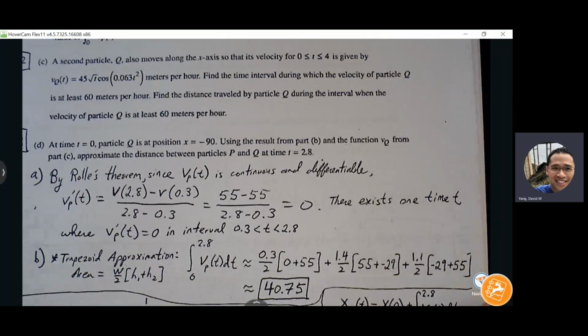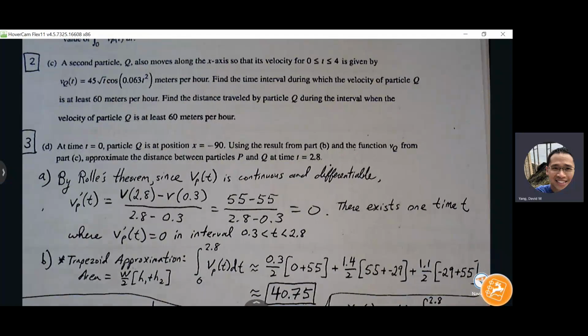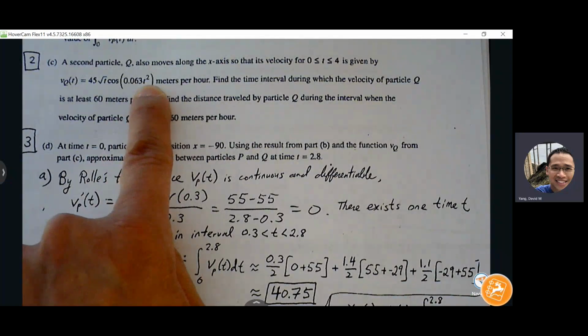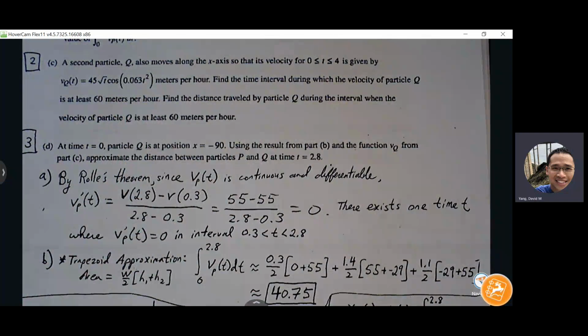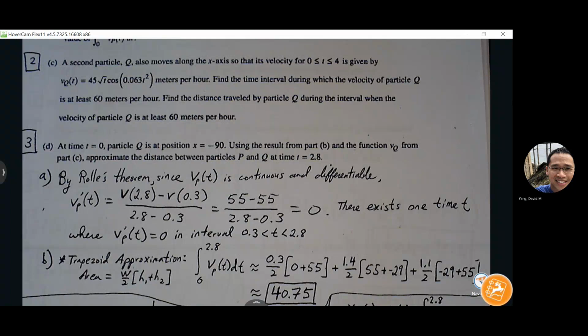Okay, part C. Second particle Q also moves along the x-axis so that its velocity between 0 and 4 is given by v of t. You see there. Find the time interval during which the velocity of the particle is at least 60 meters per hour. And then find the distance traveled on that interval when the particle is at least 60 meters per hour.